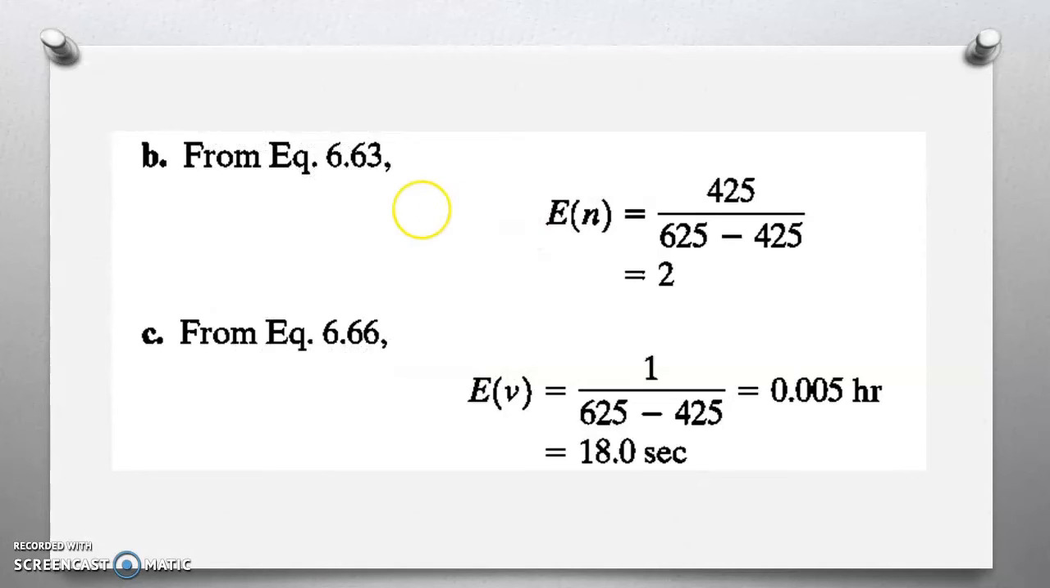Letter B. We are asked to find the expected number of units, which is equal to the arrival rate over the service rate minus the arrival rate, which is equal to 2. Next is the average waiting time of an arrival, which is equal to 1 over the service rate minus the arrival rate, which is 0.005 hours, or equal to 18.0 seconds.